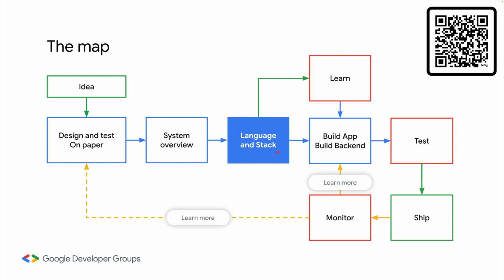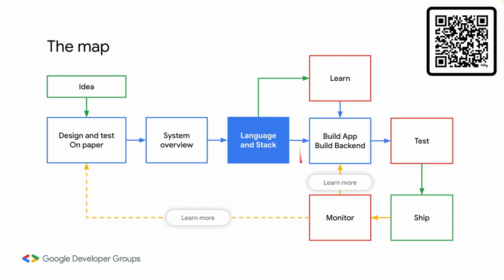Then you need to make some decisions on what language you want to use, what stack you want to use, what backend you want to use. So this is why this is a blue block, and it has some decision choices. And as part of this decision-making process, you'll have to learn about the different technologies so that you can make the best choice for your solution.